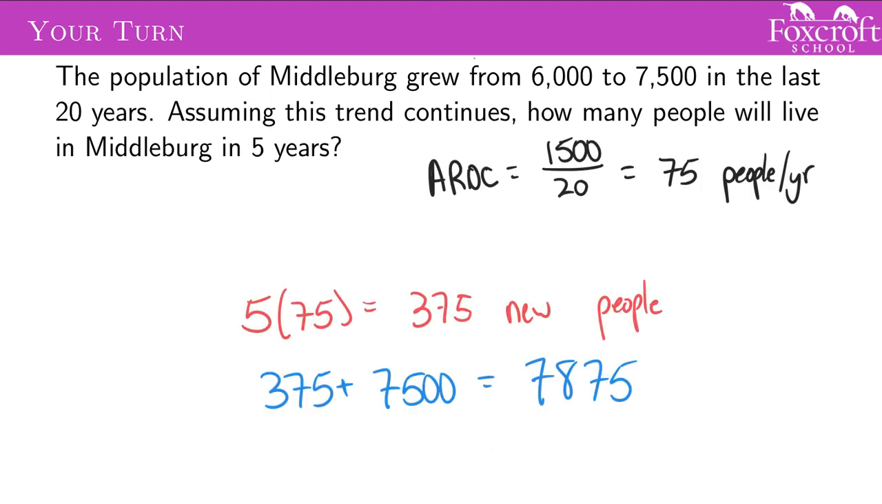And here's the solution I came up with. The first thing I want to figure out is how much are we changing on average over those last 20 years. So we have 1,500 new people, right? That's the difference in those two numbers. In 20 years, well, if we have 1,500 people in 20 years, that means we're averaging 75 people for every single year. All right, and if we have 75 people every year for 5 years, we just multiply those two numbers together to see we're going to have 375 new people after 5 years. We currently have 7,500 people, so we add those two together to get 7,875 people in Middleburg in 5 years.